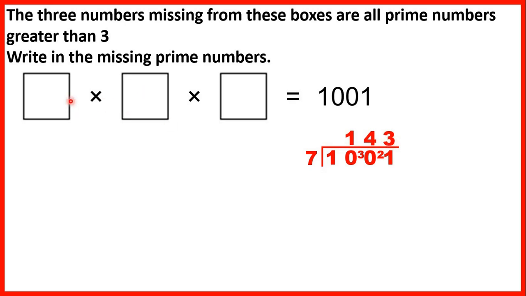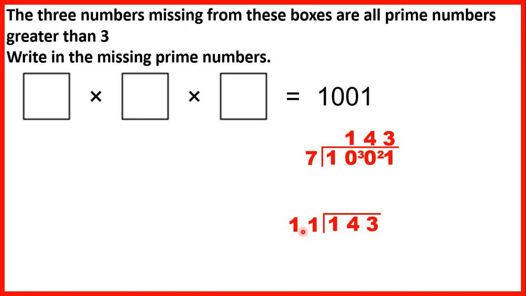Now you might be thinking, 143 isn't in any of our times tables. But remember, times tables don't stop at 12 times 12. One of our numbers might be greater than 12. Now after 7, the next prime number is 11. So what we can do is try dividing 143 by 11.